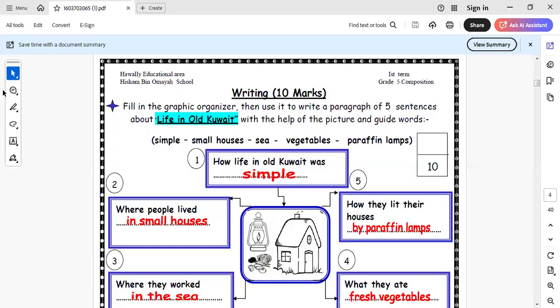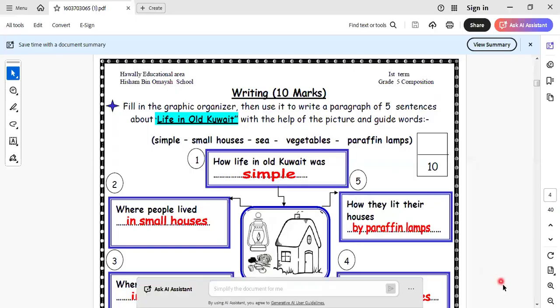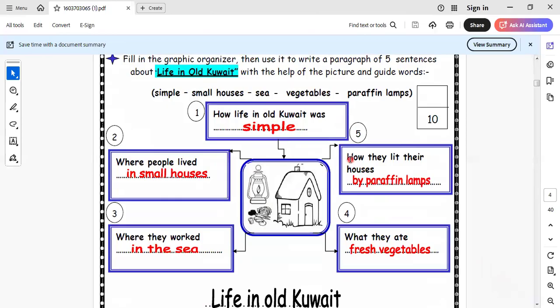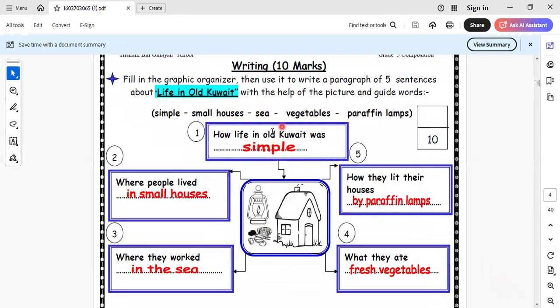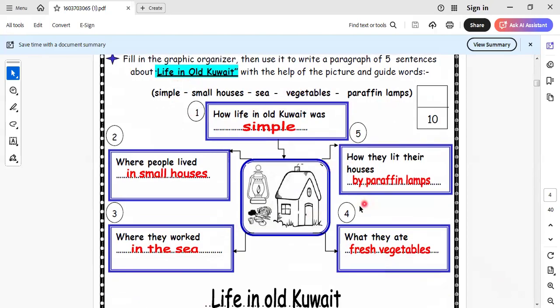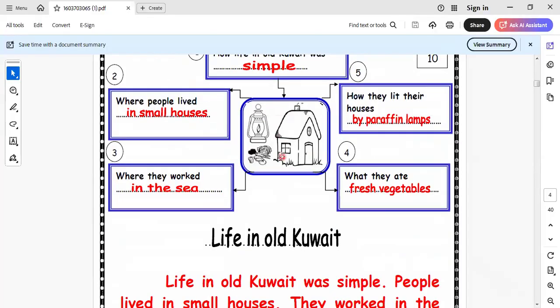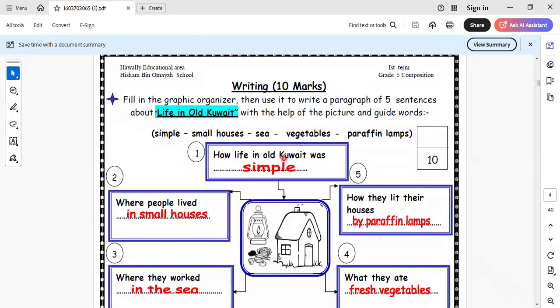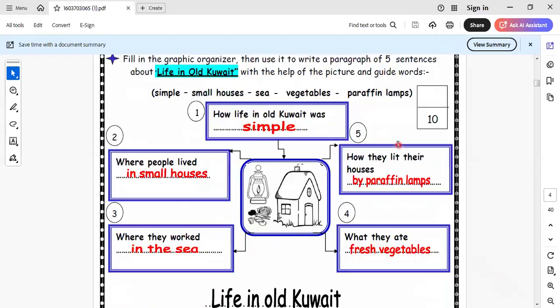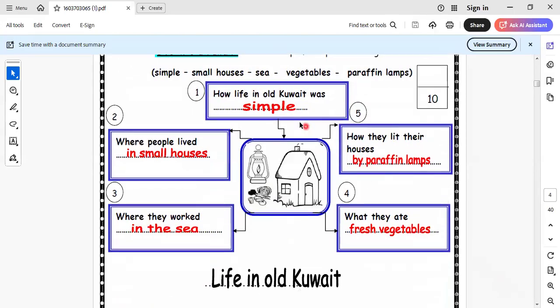Today we are going to learn how to write a paragraph. Here we have the exam. We have a map like this, and we write the paragraph as a question. We have a question, and from this question we make a paragraph. Here we talk about life in Old Kuwait. We have simple, small houses, sea, vegetables, paraffin lamps. Let's know how to write a paragraph.